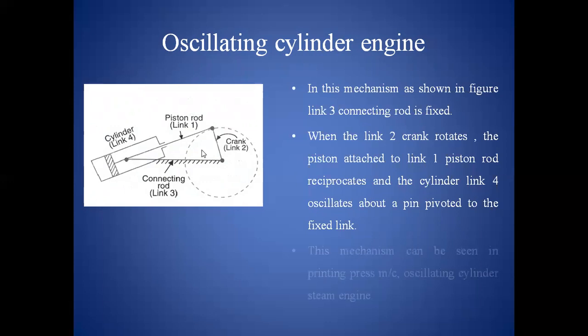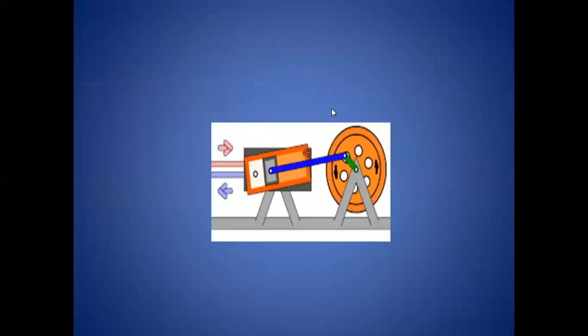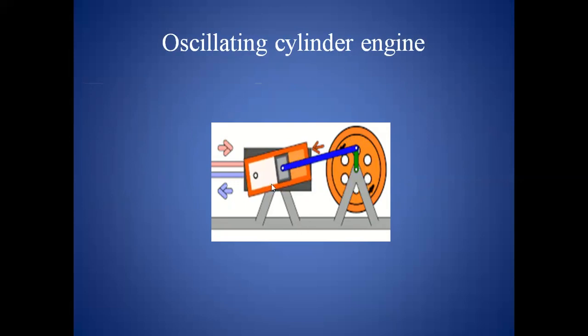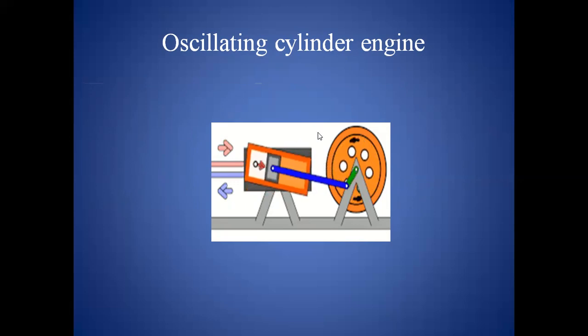This mechanism can be seen in printing press machines and oscillating cylinder steam engines. Here you can see the animated video of the oscillating cylinder engine. How it is working: when the crank rotates, the piston attached to the piston rod reciprocates inside the cylinder, and the cylinder is subjected to oscillation about a pin pivoted to the fixed link.